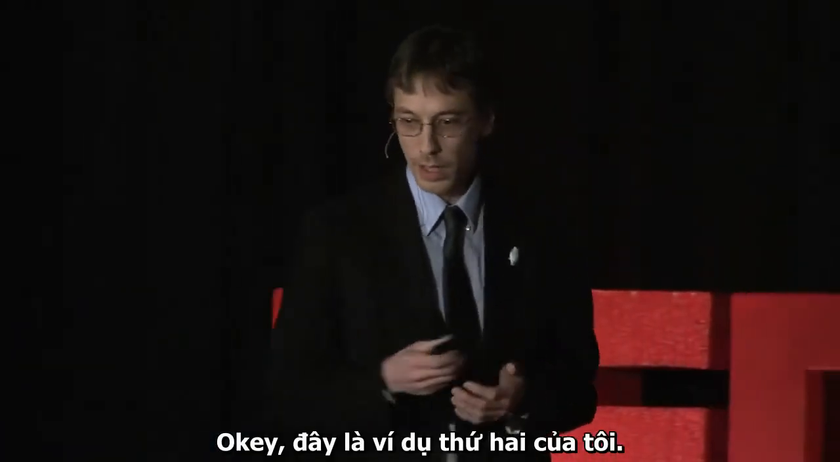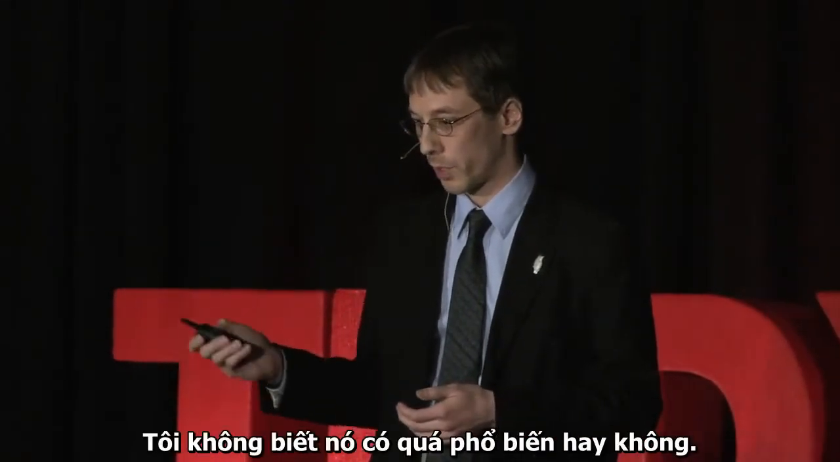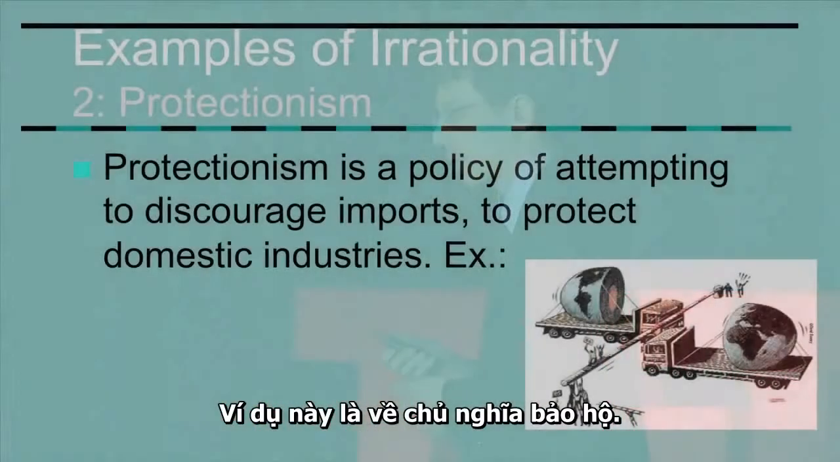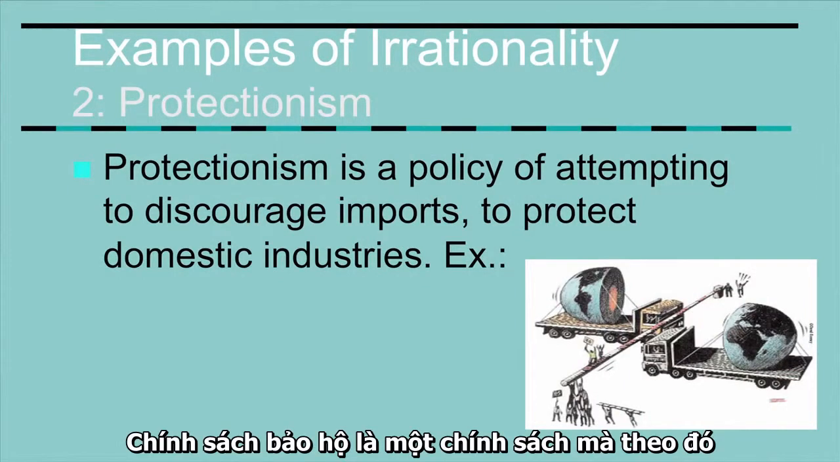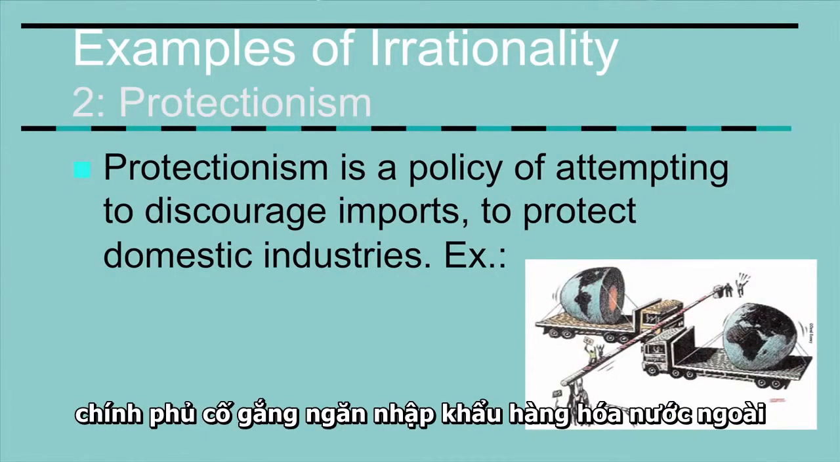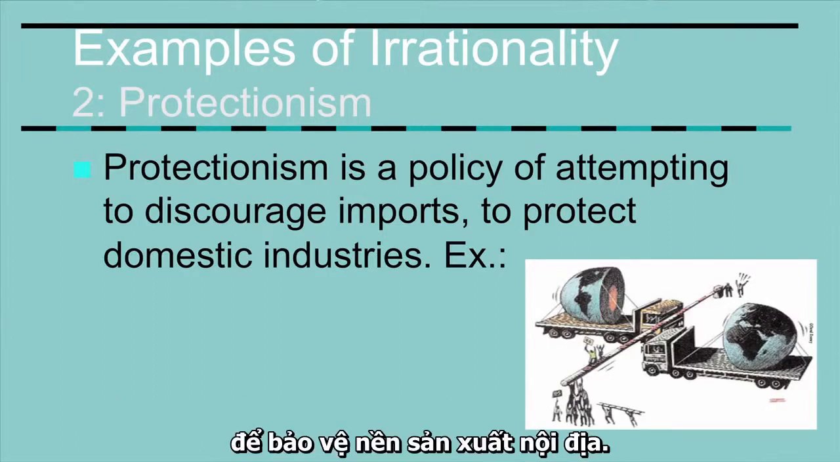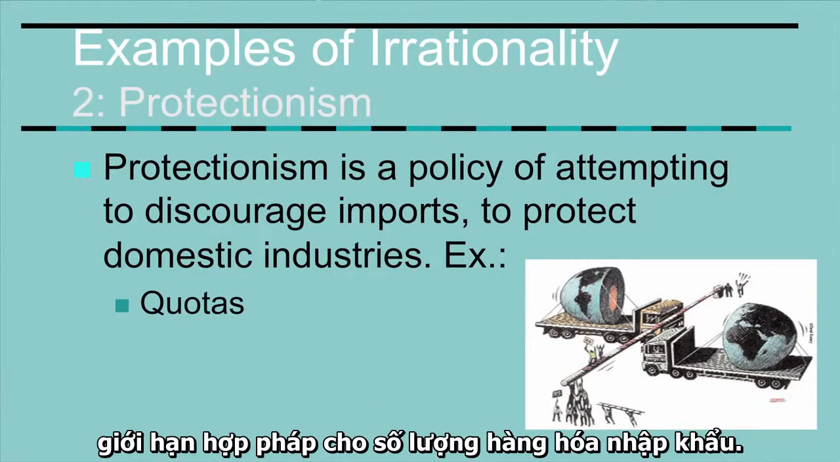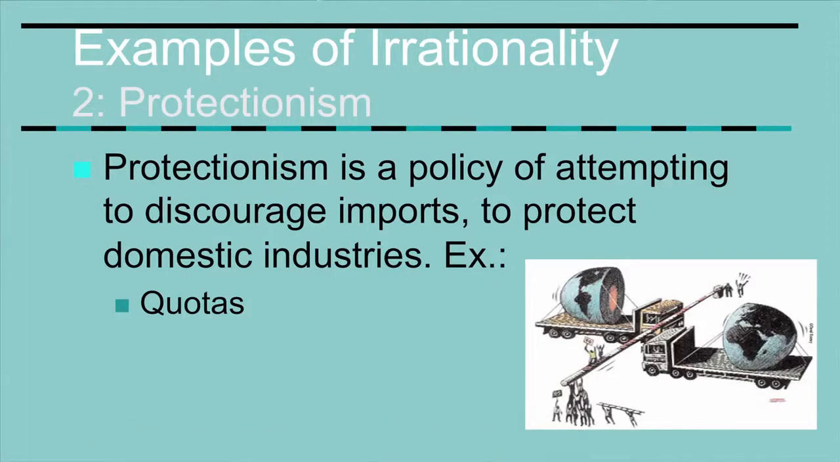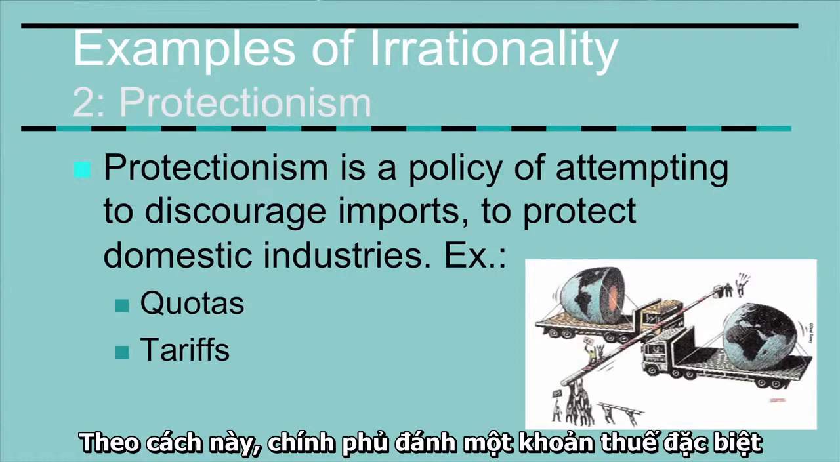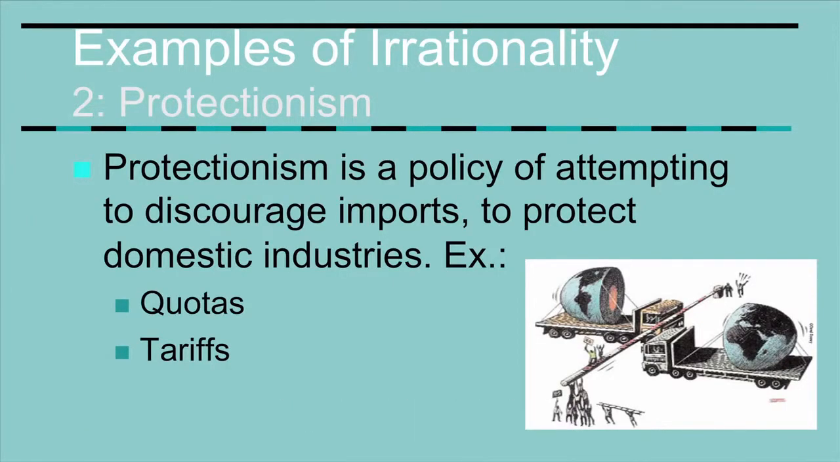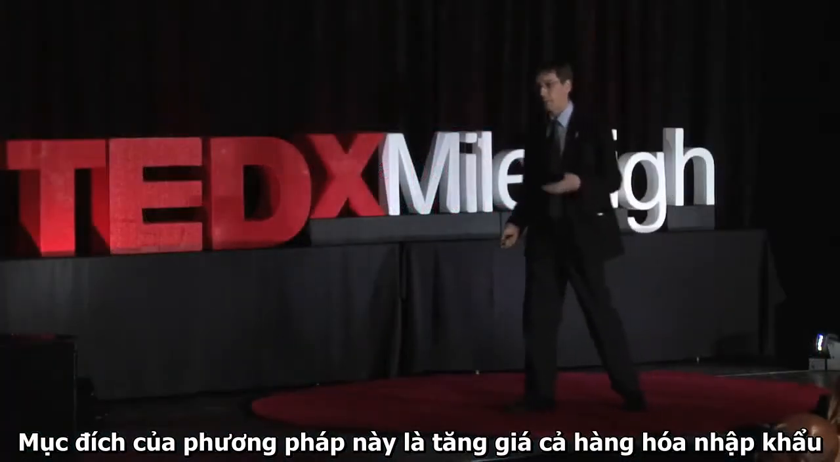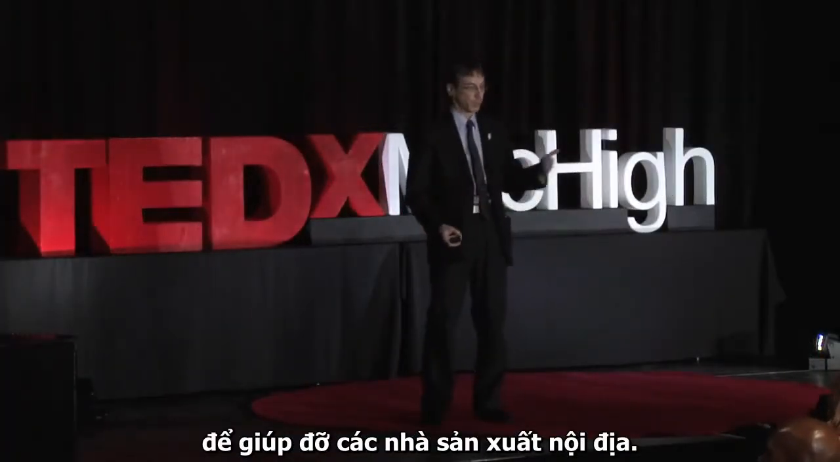All right, now I have my second example. I don't know if it'll be popular among the same people. My second example is protectionism. Protectionism is a policy whereby the government attempts to discourage foreign imports in order to protect domestic industries. There are two ways that they do this. The first is quotas. This is where there's a legal limit on how much of a foreign good you're allowed to import. The second way is tariffs. This is where the government places special taxes on imported goods, the purpose of which is to drive up the price of the good in order to help domestic manufacturers.